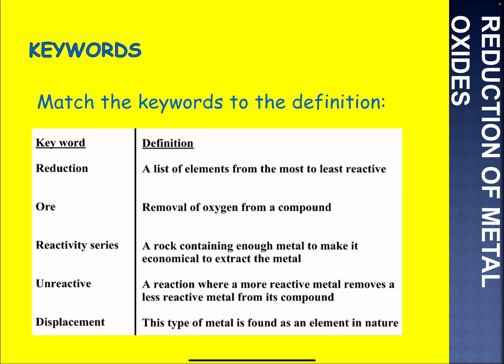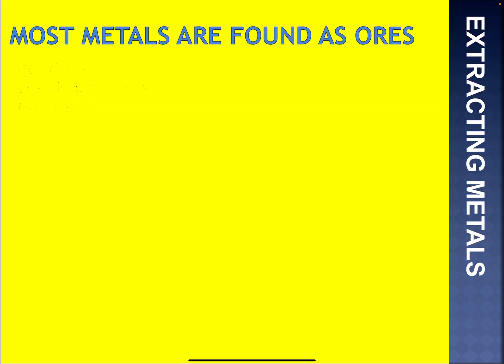Okay, let's have a look. So how did you do? Reduction, removal of oxygen. The ore is a rock containing enough metal to make it economical to extract the metal. Reactivity series is a list of elements from the most to the least reactive. Unreactive, this type of metal is found as an element in nature. And the final one, displacement, a reaction where a more reactive metal removes a less reactive metal from its compound. Okay, moving on.